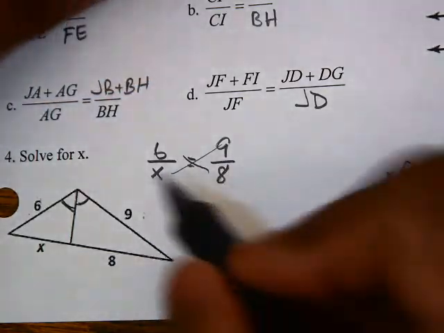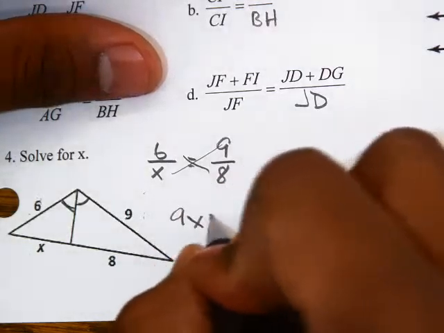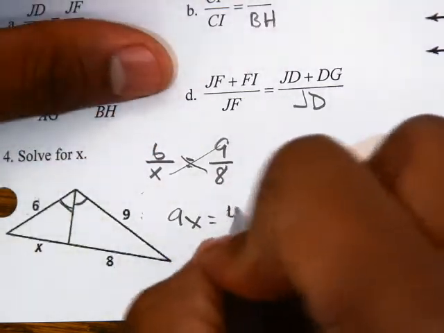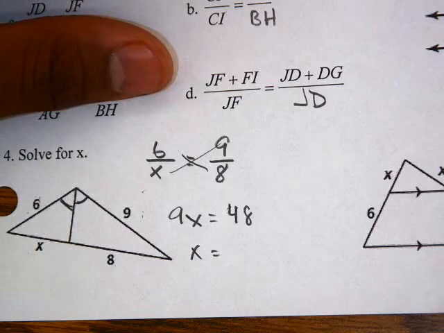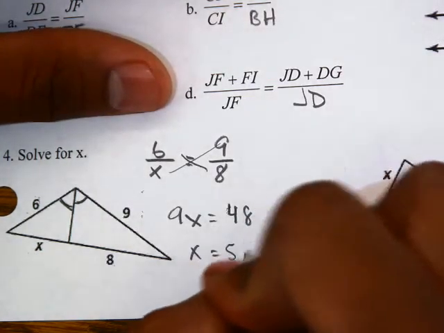So cross multiply to solve. 9 times x is 9x. 8 times 6 is 48. 48 divided by 9 is 5.3 repeating.